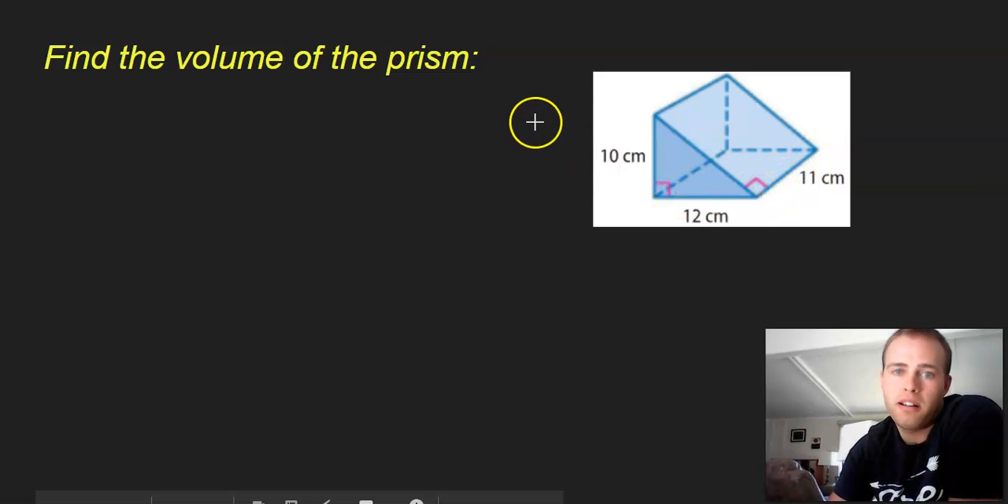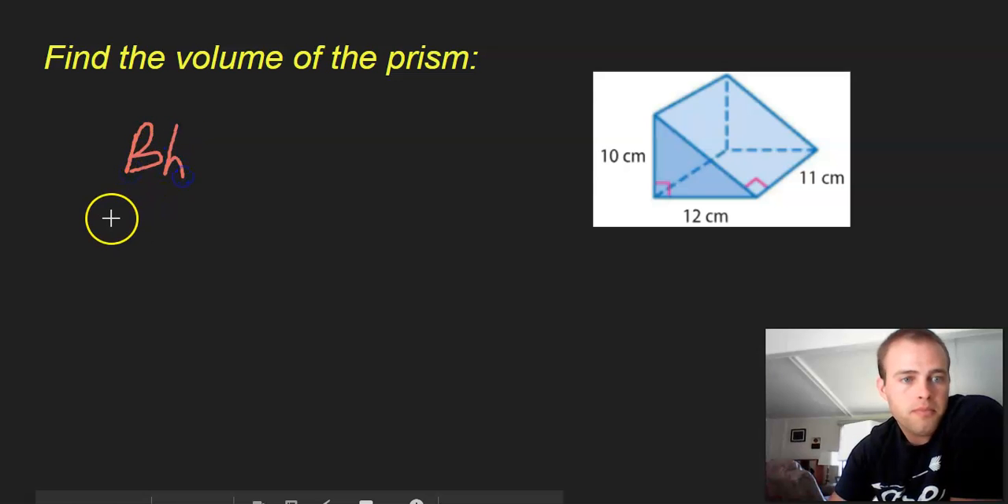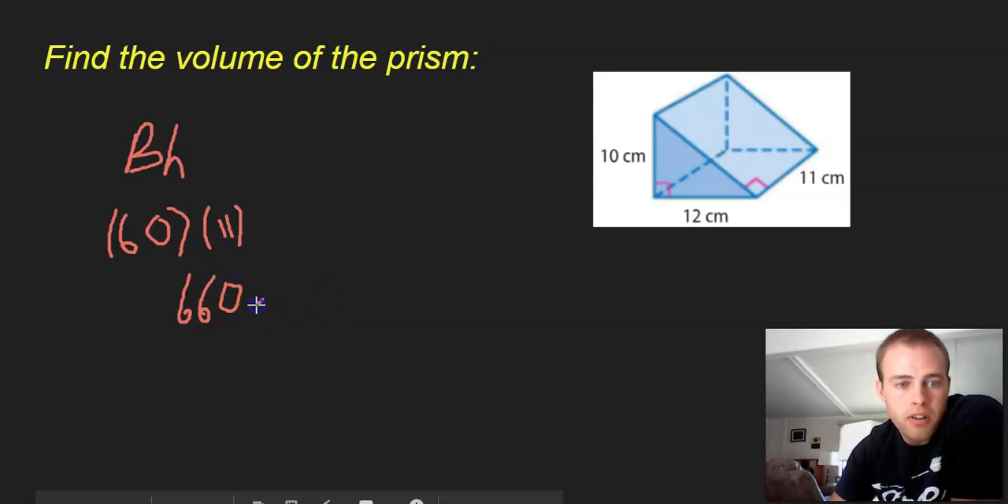Picture this thing standing on its triangle. So if volume equals base times height, area of our triangle is going to be 1/2 base times height. 1/2 12 times 10. It's going to end up being 60. And our height, if we stand it up, is going to be 11. 60 times 11, 660 centimeters. Volume is a three-dimensional measure, so we're going to say centimeters cubed. And just like that, we are on our way to the next problem.